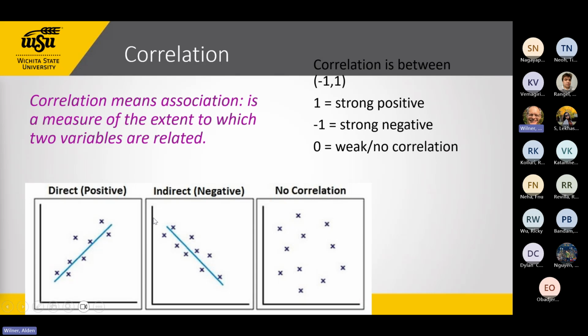Correlation of -1 means that as X goes up, Y goes down. Correlation of -1 means they're moving in perfect lockstep. A correlation of 0 is a weak correlation or no correlation. So that means that if I try to draw a line here, a regression line between these things, my residuals are going to be really big.